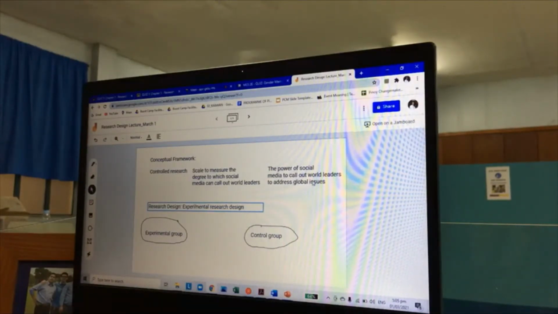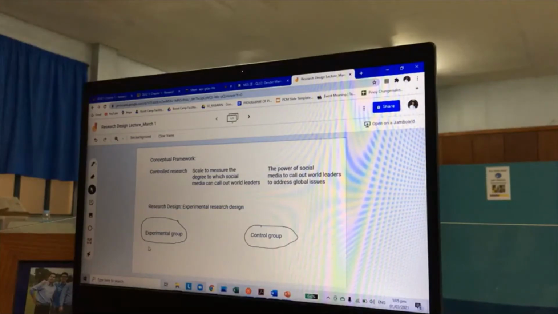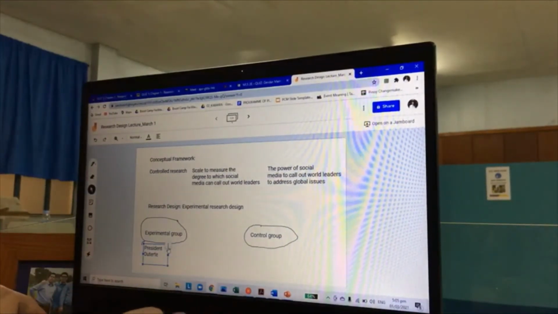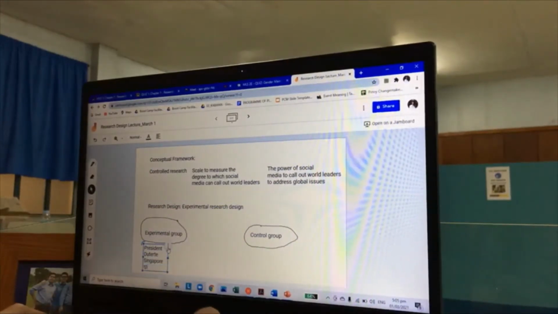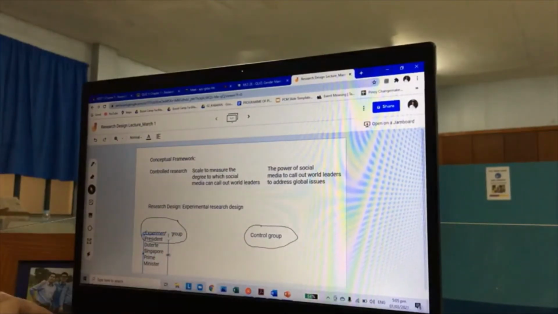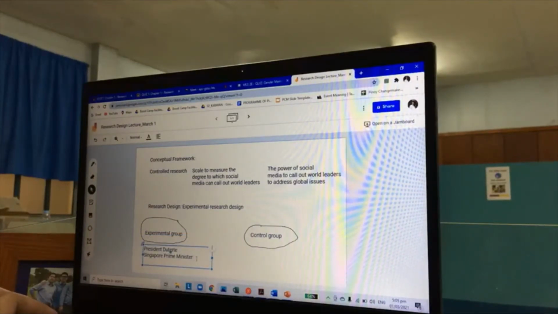So here, let's say in an experimental research design, we create an experimental group and a control group. Who is the most feasible world leader? Probably ASEAN leaders. Let's start off with our President, President Duterte, and then the Singapore Prime Minister. You target the Singapore Prime Minister in your experiment. Let's say, should we include China?